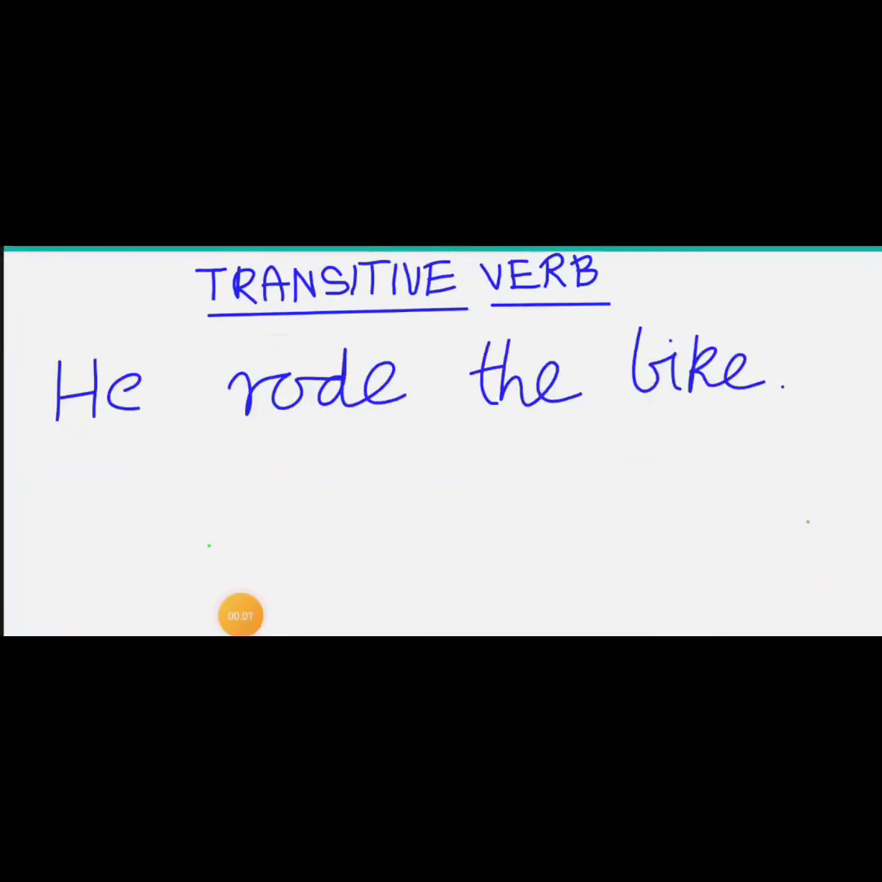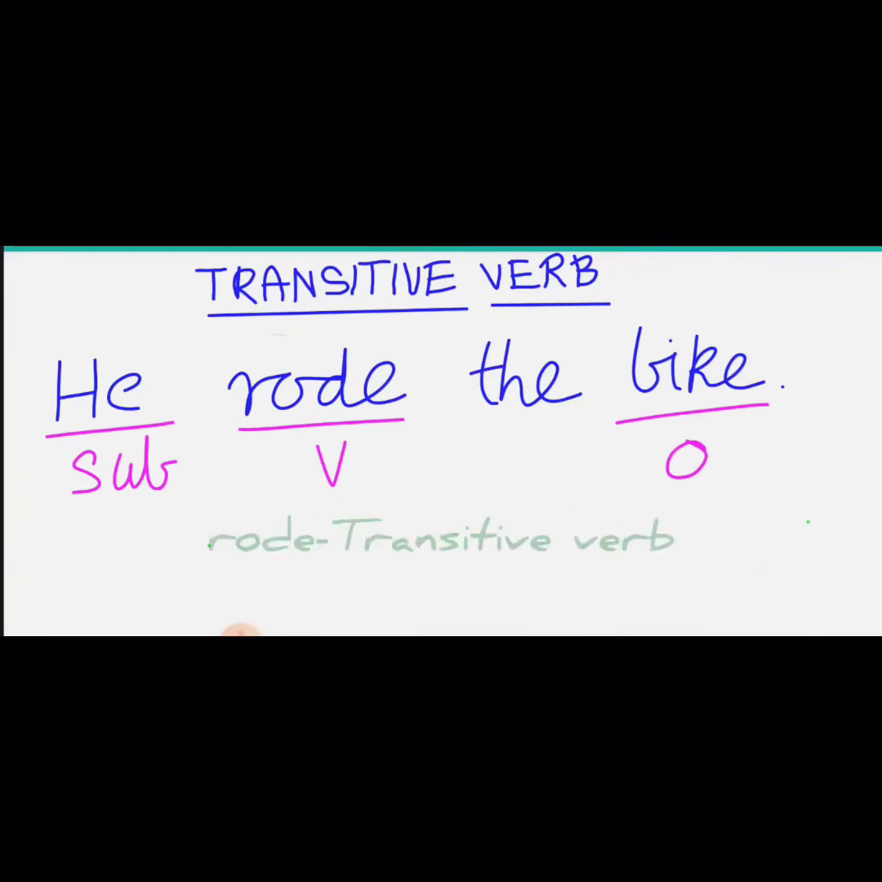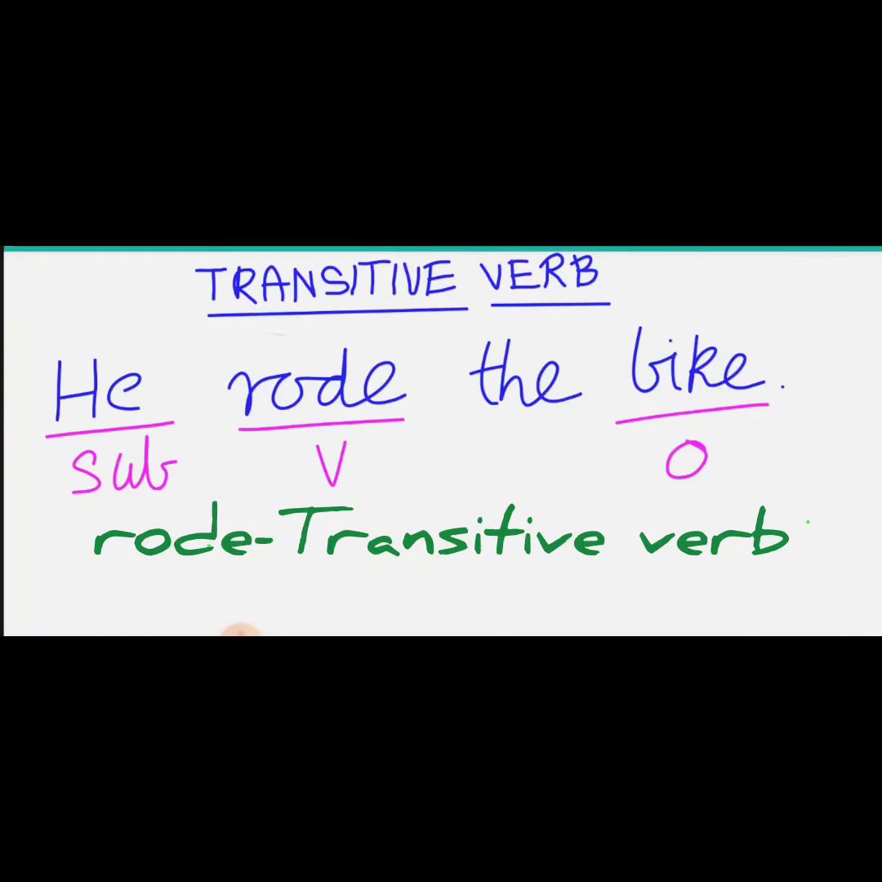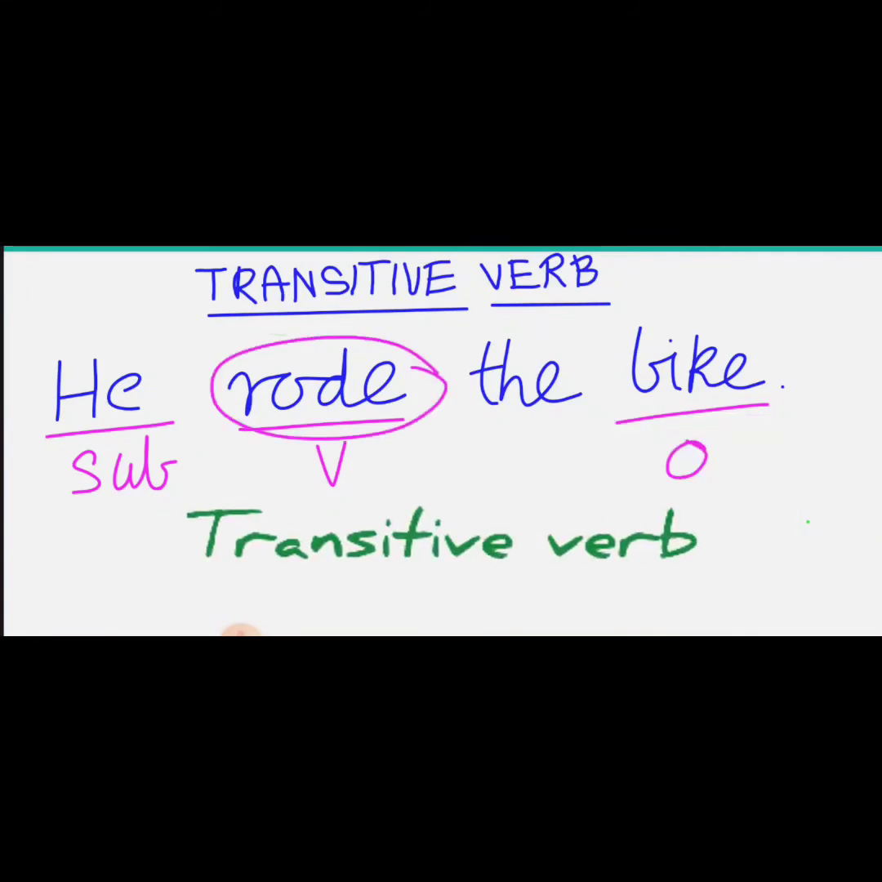Now let's look into our next example. He rode the bike. So in this sentence again we have our subject, verb and an object. So in this sentence, rode is a transitive verb because rode has an object, bike, therefore it is a transitive verb. I hope you understood. Now let's move on to the next example.